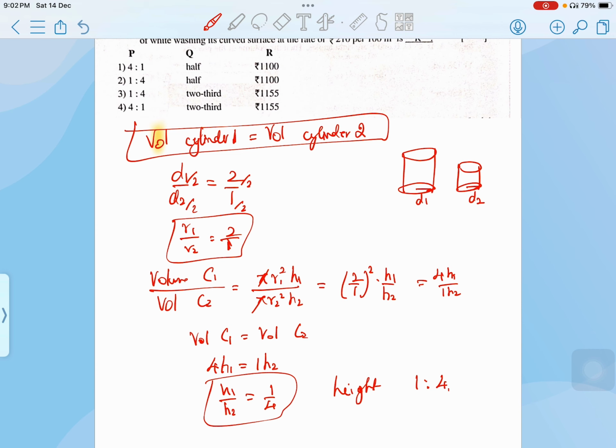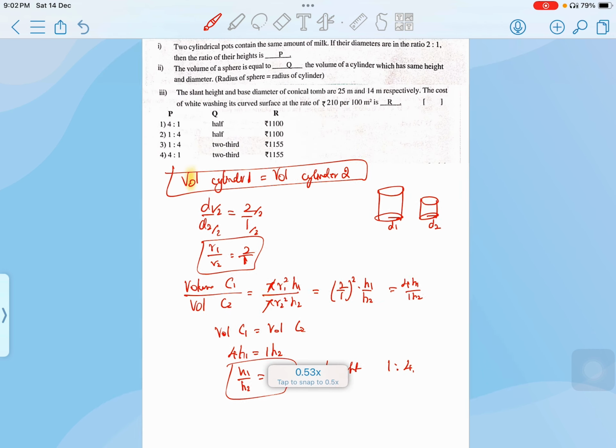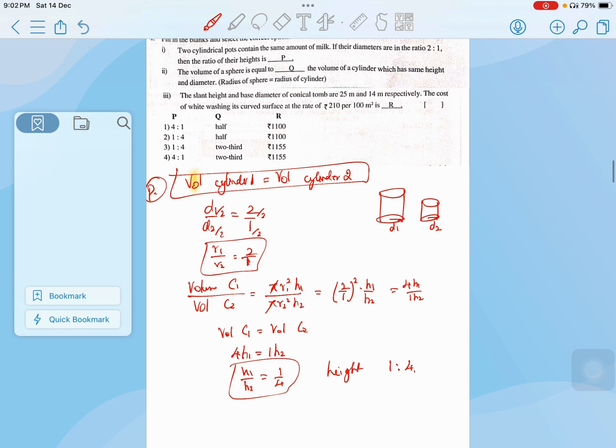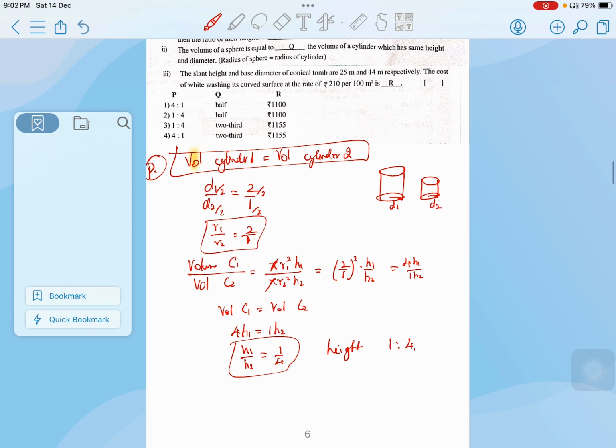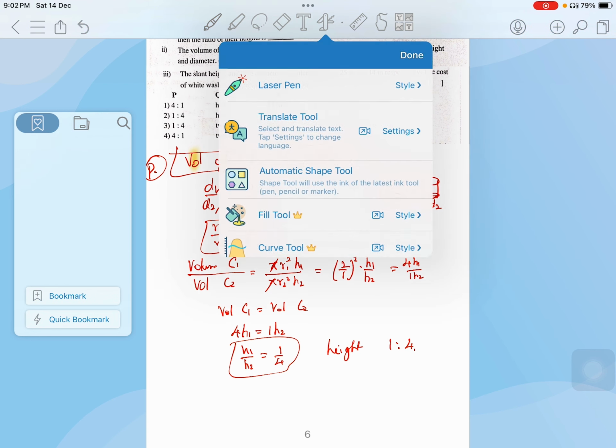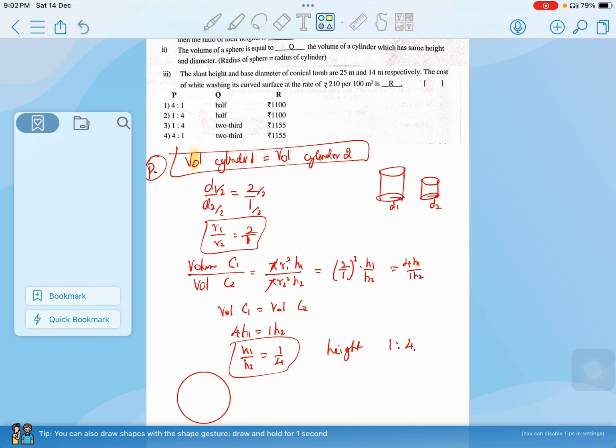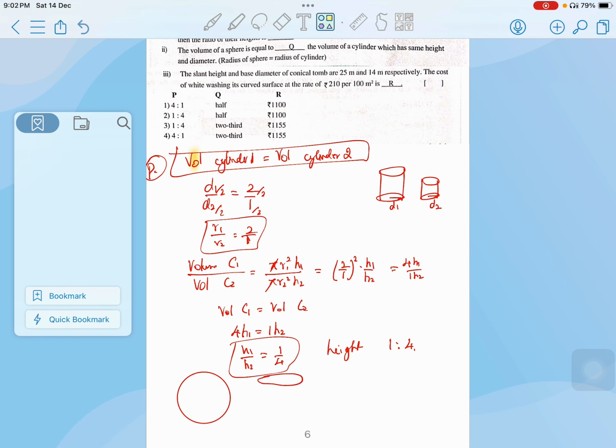Okay, we'll find one more thing. By that itself, if you find it, you will be able to get the answer. What is it? The volume of a sphere is equal to the volume of a cylinder which has the same height and diameter. That's what you need to understand. So there is a sphere, and a cylinder is there. That cylinder and sphere have the same height and diameter.